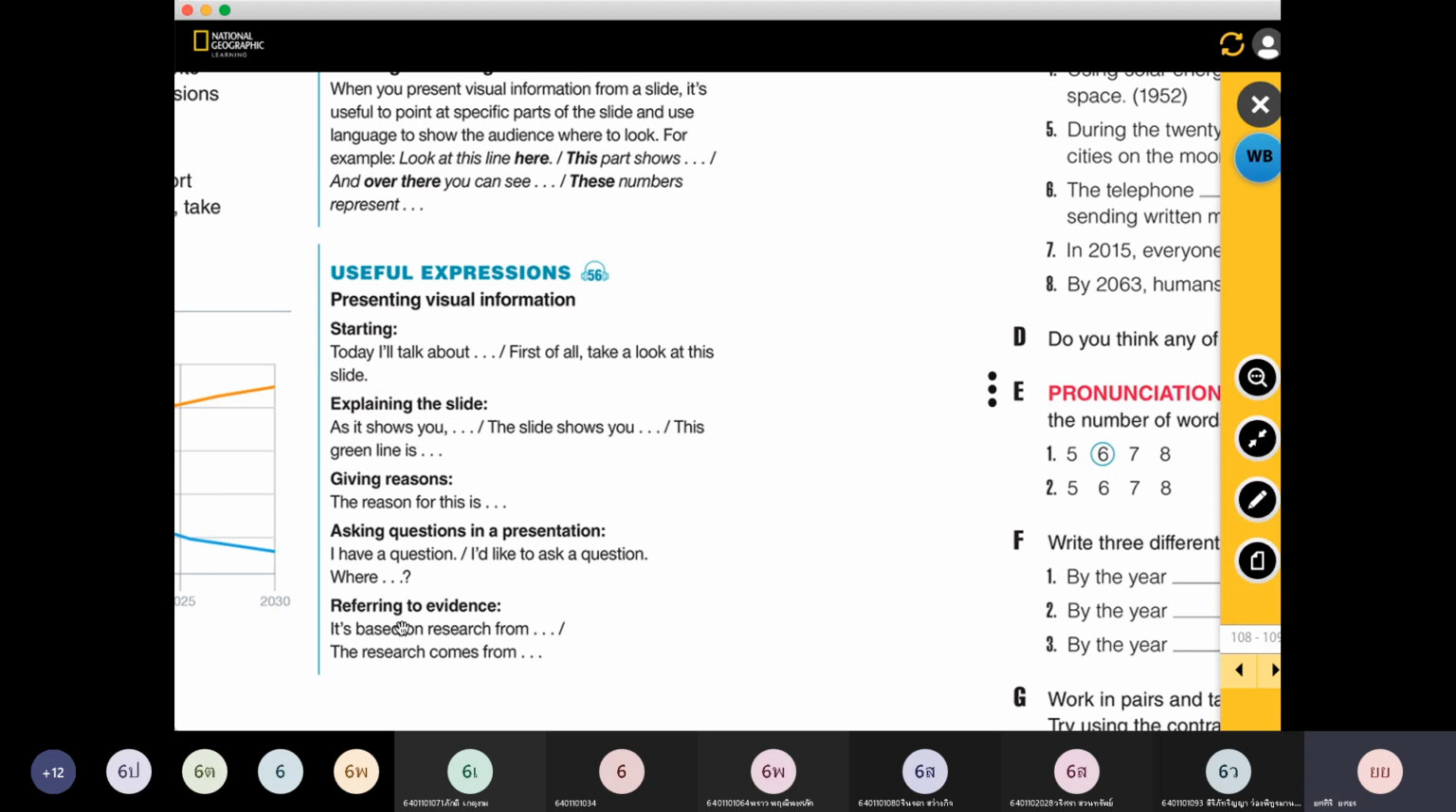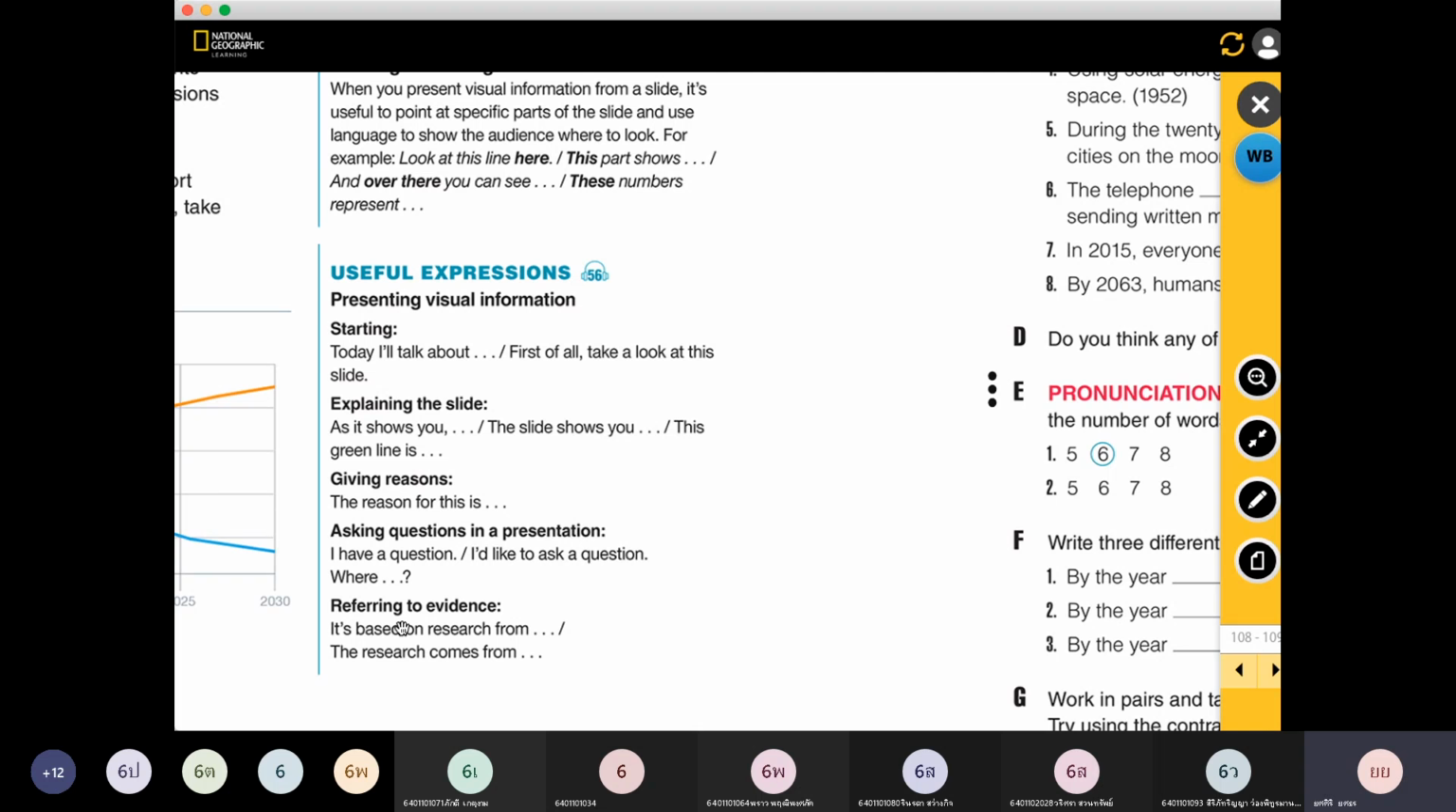You can start with, right, today we're going to talk about this one first. After that, you can use words like as it shows, as we know, to explain the slide, to explain our ideas further. And then you can give reasons, like the reason for this is blah blah blah, the reason for that.